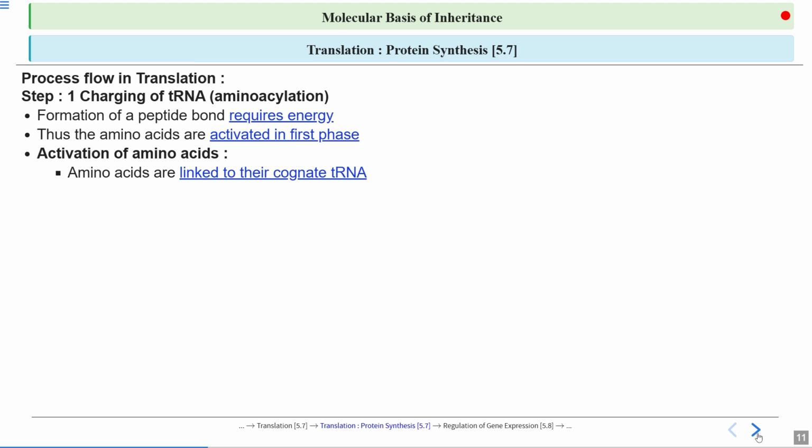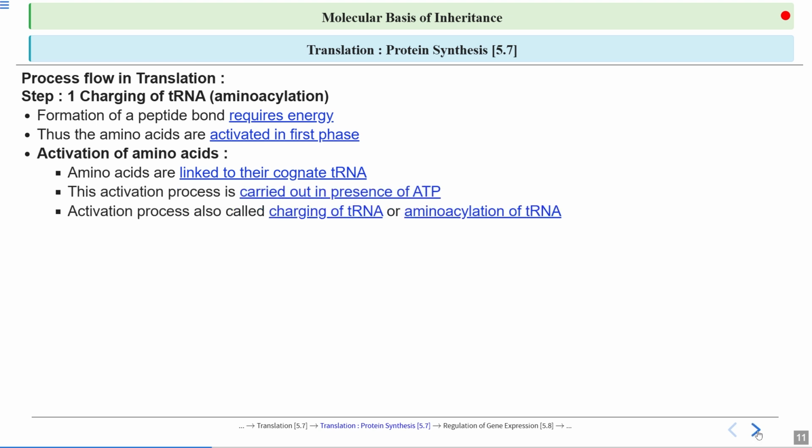Activation of amino acid, how does it happen? Amino acids are linked to their cognate tRNA. This activation process is carried out in the presence of ATP. The activation process is also called charging of tRNA or amino acylation of tRNA.